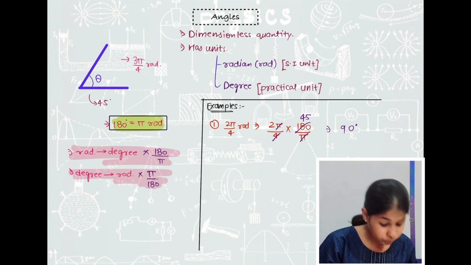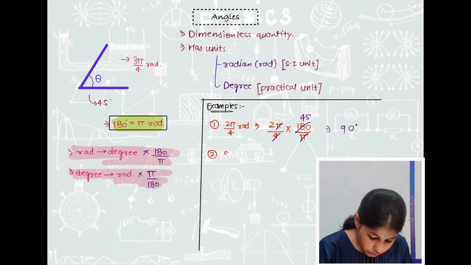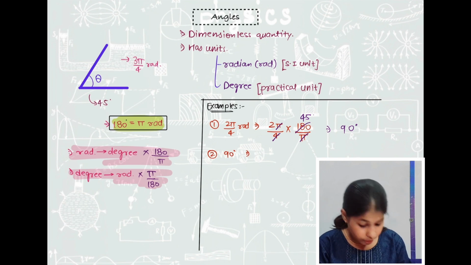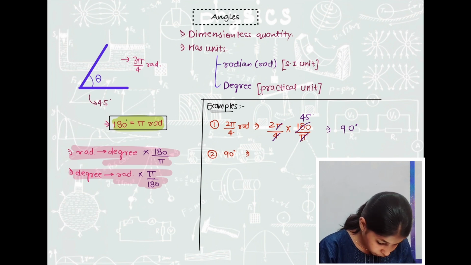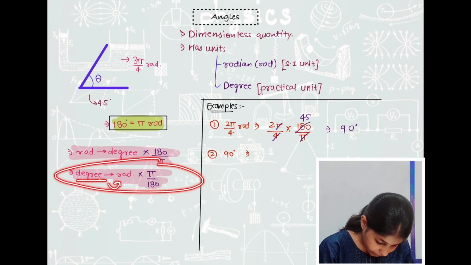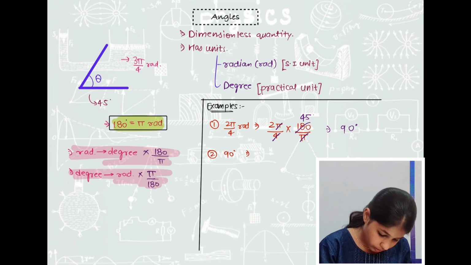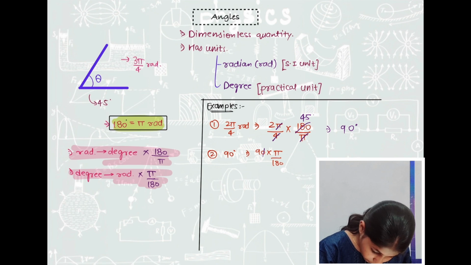Okay, and if you want to cross-check the answer, let's convert 90 degree into radian, meaning from degree to radian. Then what you need to do? You need to put this formula. What is it? It will be the second one. From degree to radian, multiply with pi upon 180 degree. Let's solve this question now. 90 into pi upon 180. Okay? Now you can cancel the 0s, 9 2s are 18.